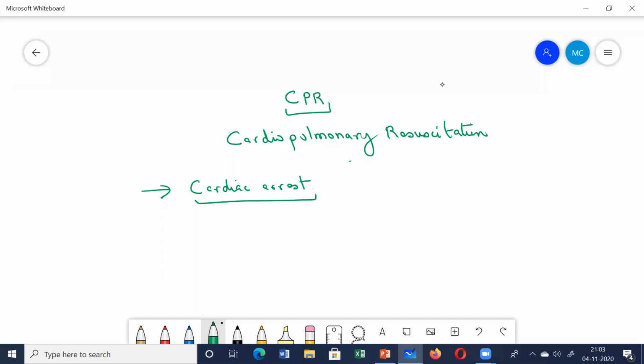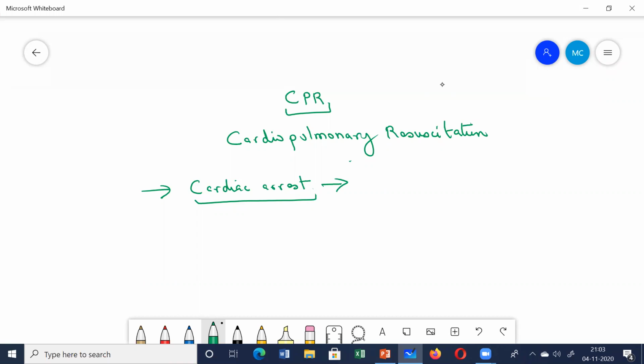Okay, so today our class is on CPR. CPR stands for cardiopulmonary resuscitation. So what is cardiopulmonary resuscitation? Cardiopulmonary resuscitation means you are providing artificial ventilation and perfusion to the vital organs. Now, what is the need of providing artificial ventilation and perfusion to the vital organs? This we do in a patient of cardiac arrest.